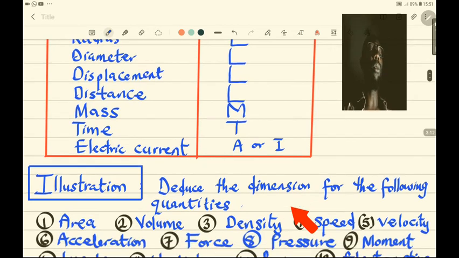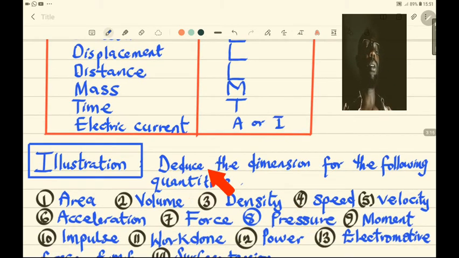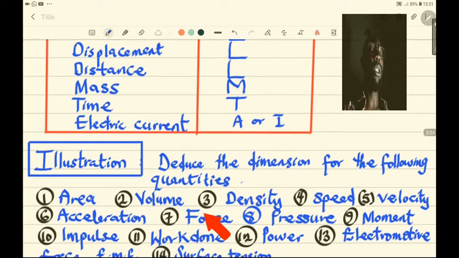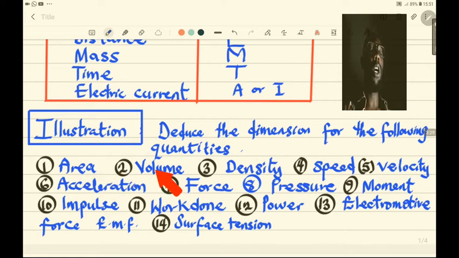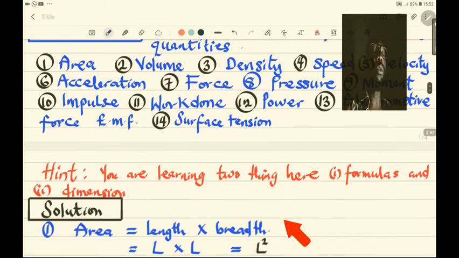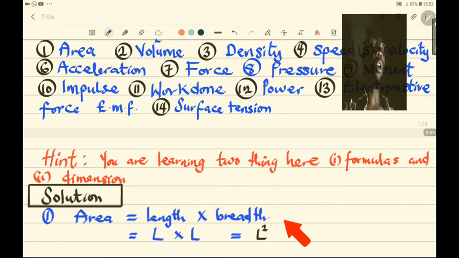So now we need to do some illustration. There is a question here which says deduce the dimension for the following quantities: area, volume, density, speed, velocity, acceleration, force, pressure, moment, impulse, work done, power, electromotive force (EMF), then surface tension. We have about 14 of them. We're not only going to show their dimension, we will also tell you the formula used for calculating all those quantities. So you are learning two things simultaneously: formula and dimension.